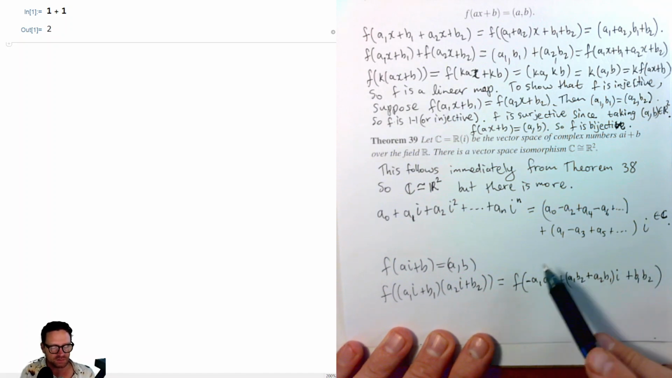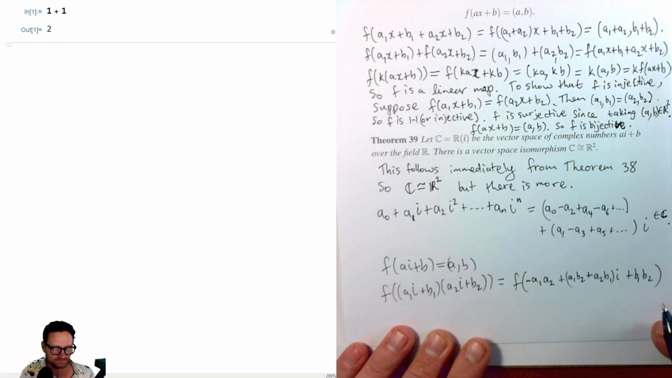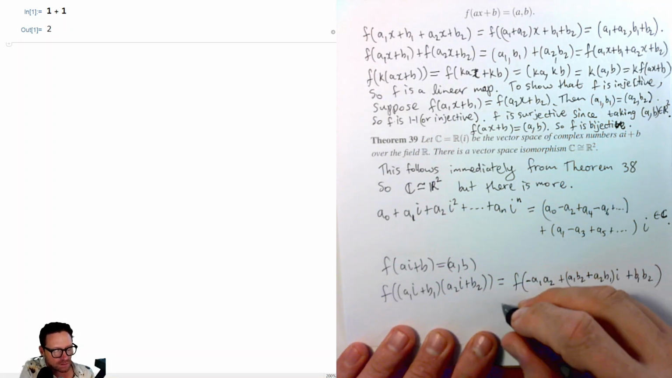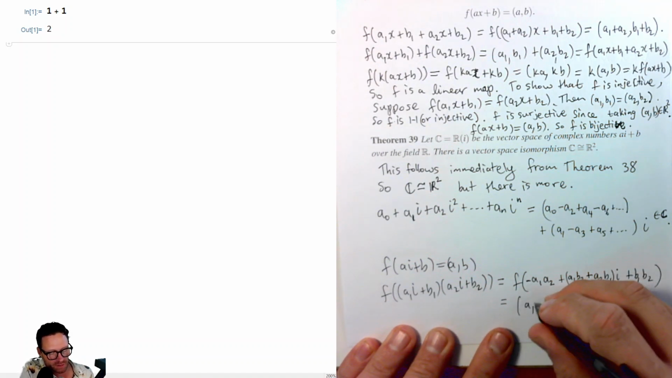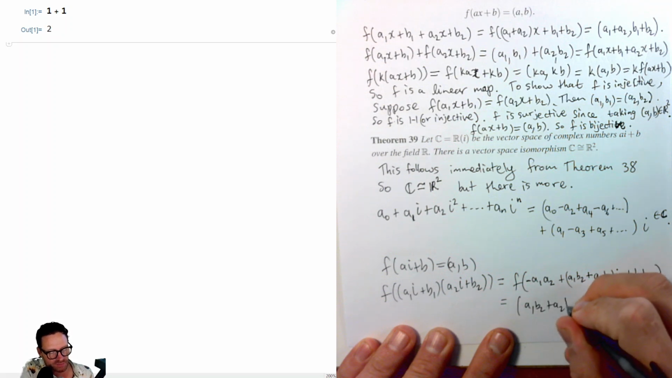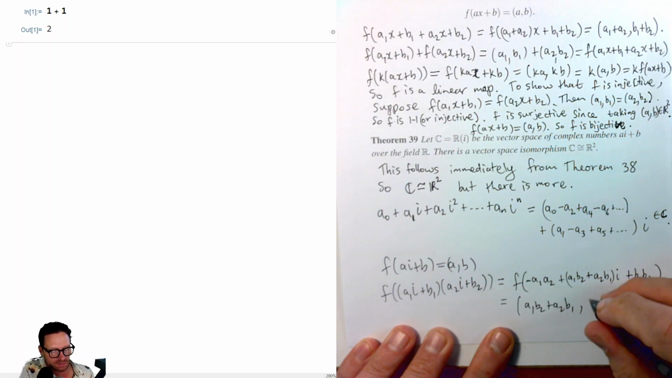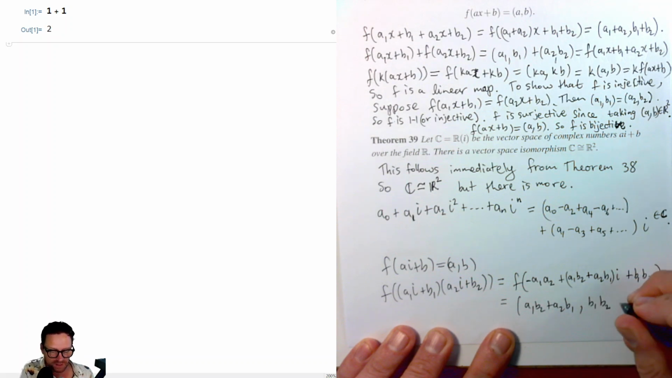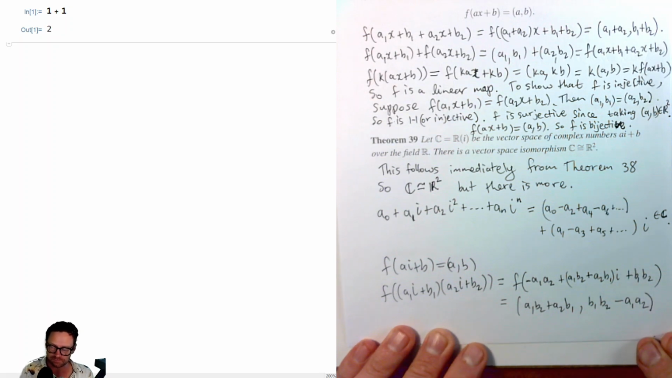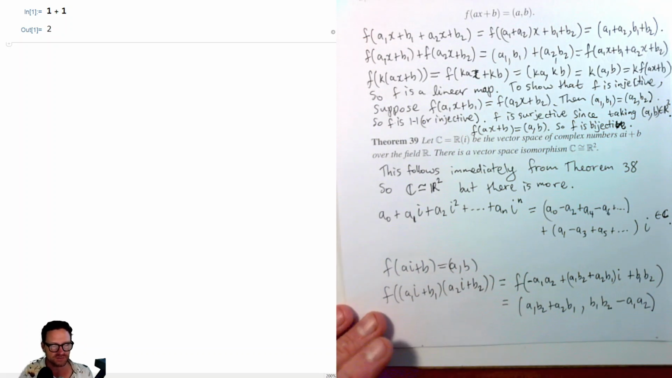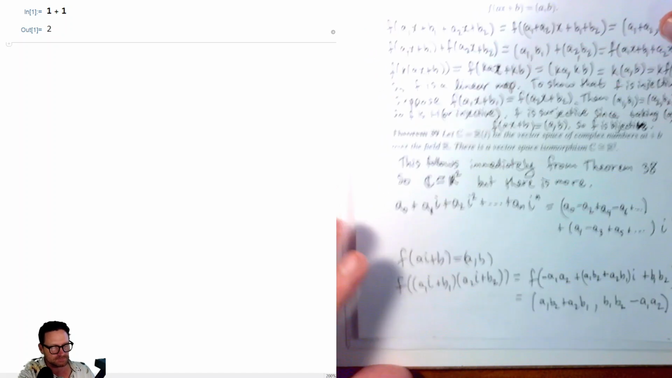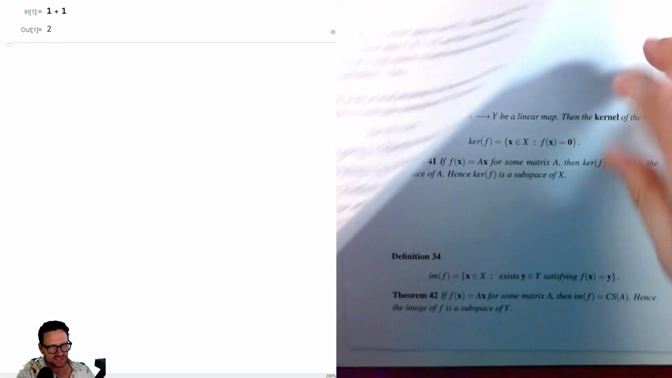Okay, so this, we can apply the map to this. And so what we get then is a1 b2 plus a2 b1 comma b1 b2 minus a1 a2. So we can also define this on the product, which is kind of interesting. All right, let's move on to the next page.